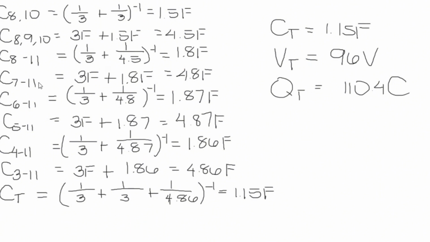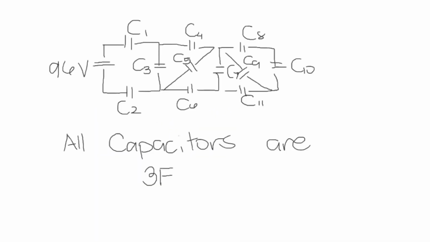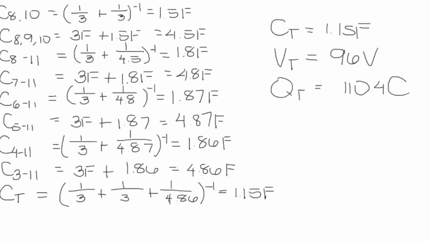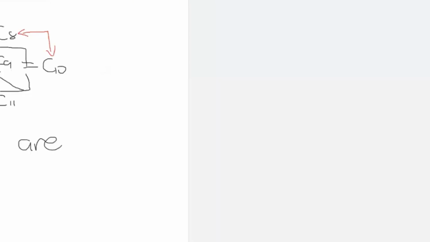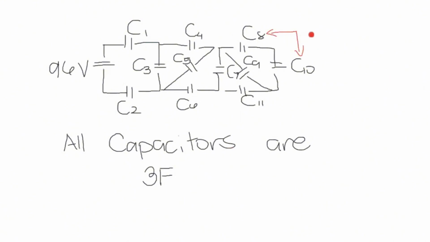Okay. So considering first, we need to combine our C8 and C10. And since our C8 and C10 are in a series, they will undergo negative exponent. And our answer for that is 1.5 farad. So now we have our C810.